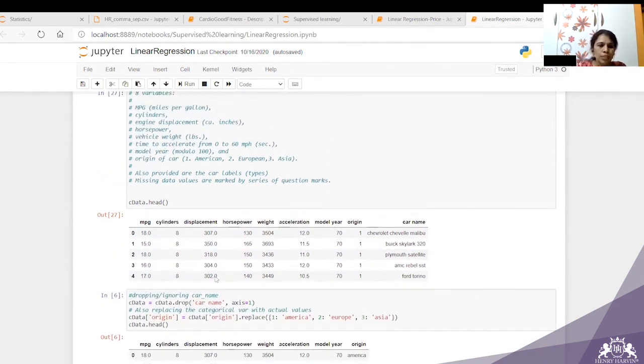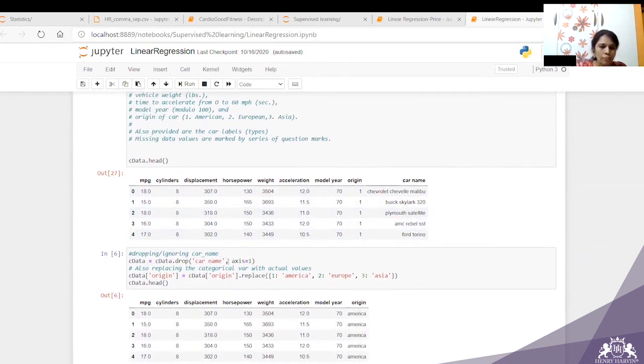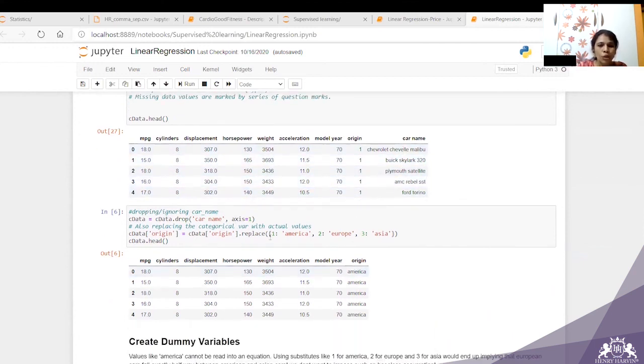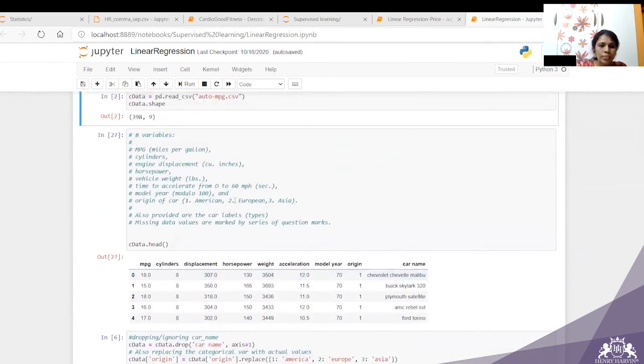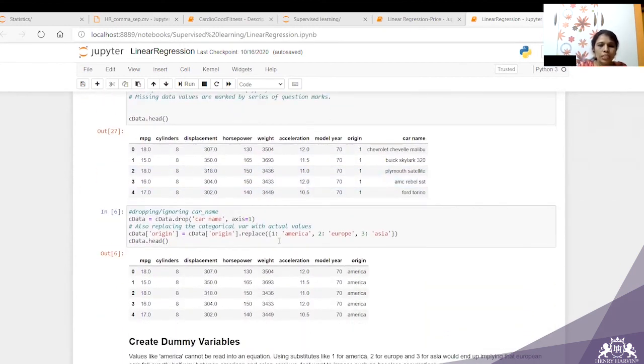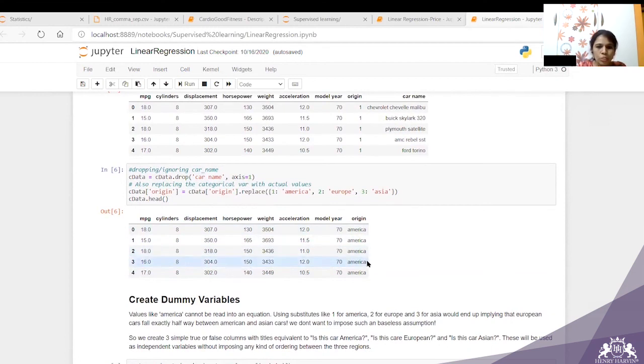So what I am doing is, C data is the data frame name. So I am dropping car name. Whenever we drop it, you remember axis equal to 1 means column, right? So car name column has to be dropped. And then I want to replace 1 with America, 2 with Europe, 3 with Asia, because that is how it is being given over here. So that is the part I'm doing now. And then I'm checking my data. Now, when I check it, I can see that it's getting changed, right?